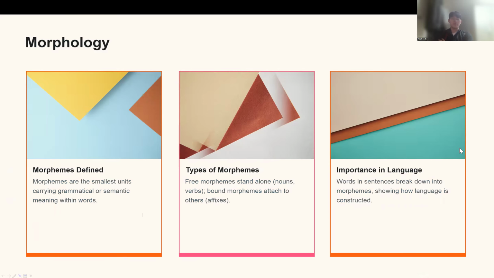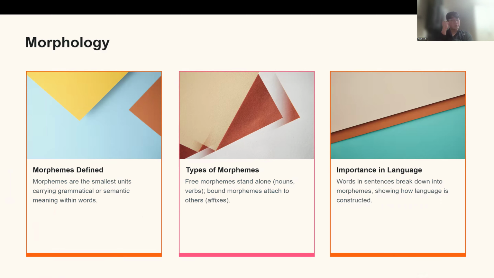First of all is morphology, and the key term in morphology is morphemes. Morphemes are the smallest units carrying grammatical or semantic meaning within words. There are two types of morphemes: free morphemes, which can stand alone, and there are nouns, verbs, adjectives, adverbs, and so on. And there are bound morphemes, which must be attached to other morphemes, and these are called affixes.